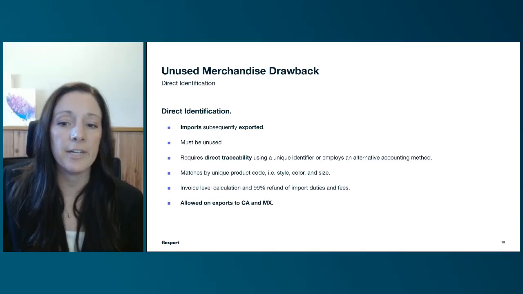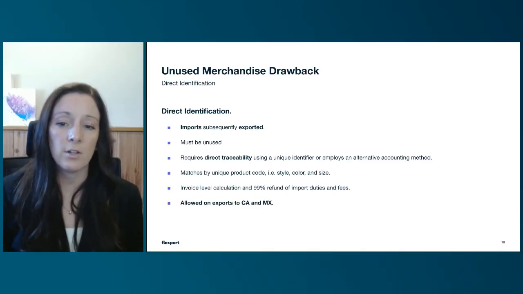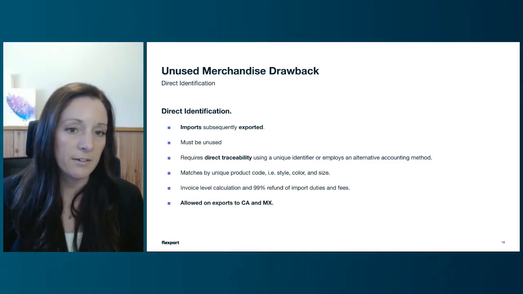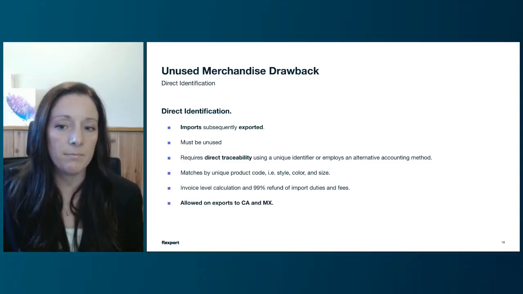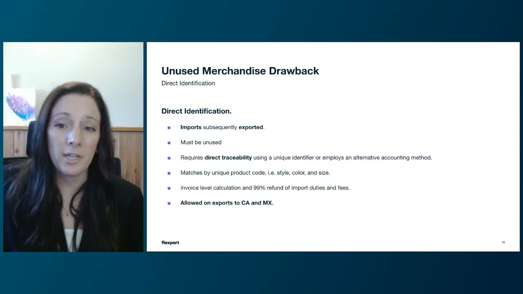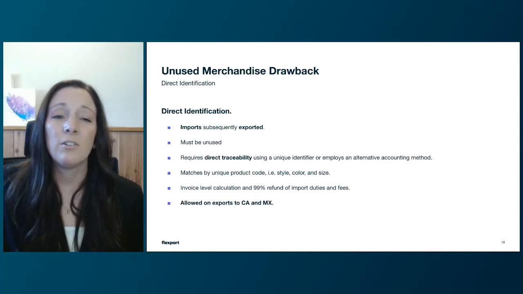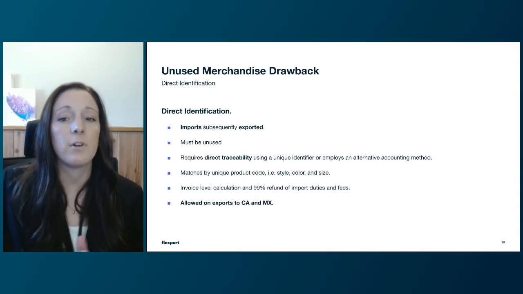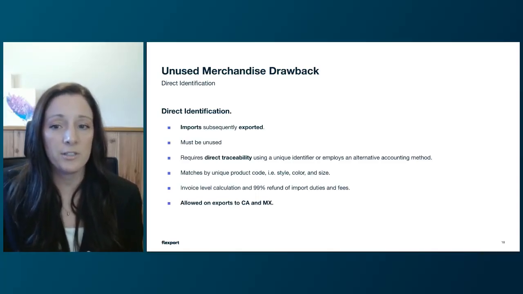Let's imagine a scenario where a company imports a men's black t-shirt in size large and subsequently exports the same exact t-shirt. In this scenario, the imported item can be traced from the import through exportation by a unique identifier. Perhaps it's a PO number.